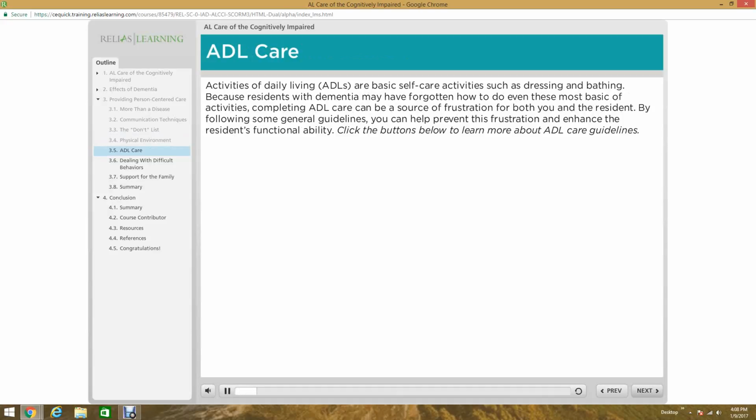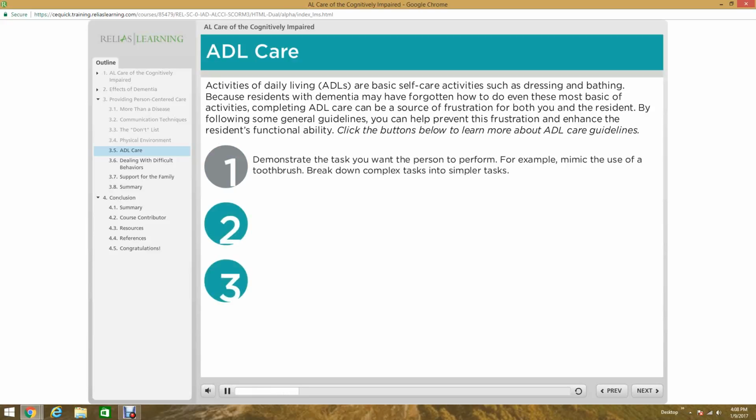ADL care. Activities of daily living, ADLs, are basic self-care activities such as dressing and bathing. Because residents with dementia may have forgotten how to do even these most basic of activities, completing ADL care can be a source of frustration for both you and the resident. By following some general guidelines, you can help prevent this frustration and enhance the resident's functional ability. Click the buttons below to learn more about ADL care guidelines.